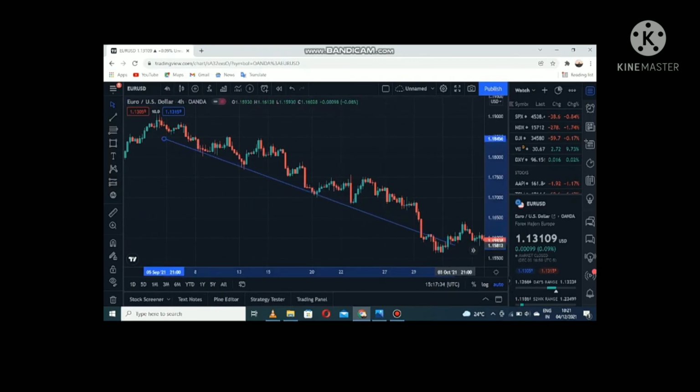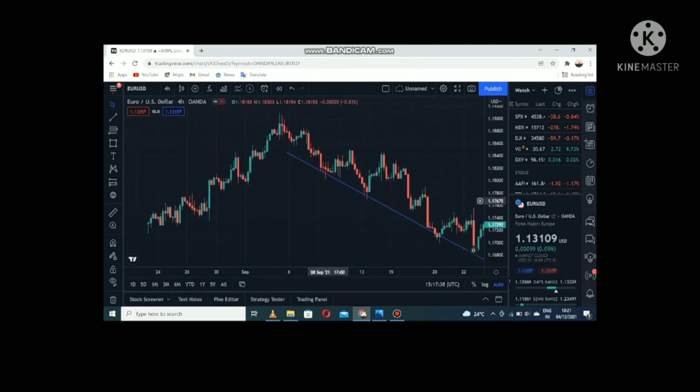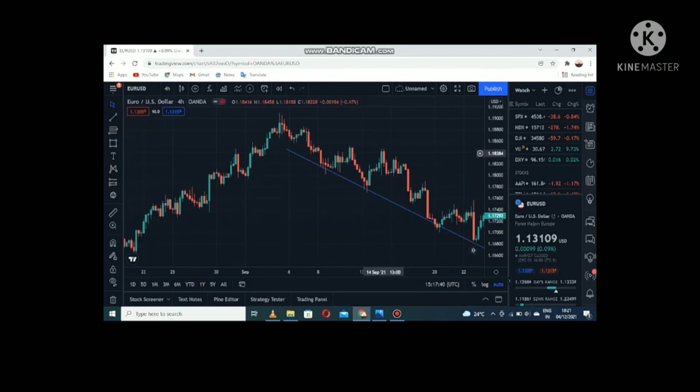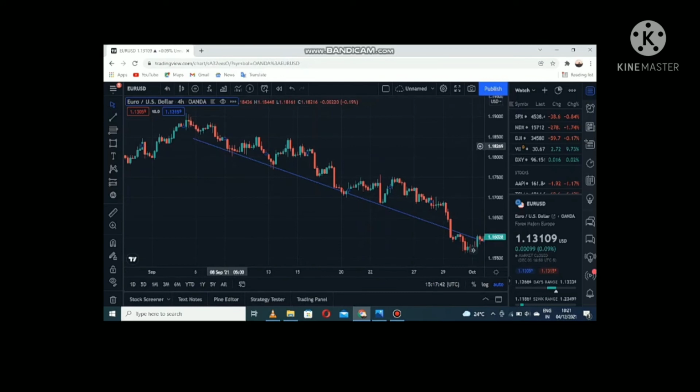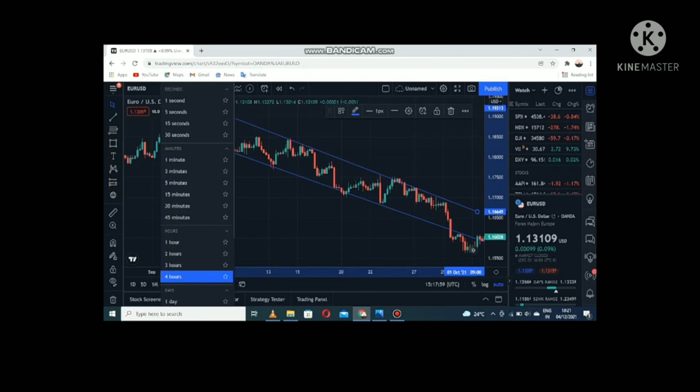Try extending it, as you can see. That's how we analyze our markets using trend lines. I'm going to draw a trend line there. As you can see, it's a nice trend line. Whenever the market reaches the trend line, it reacts. That's on the 4 hour time frame.